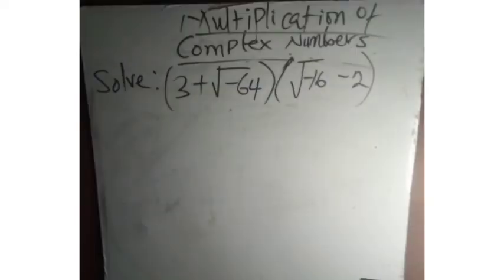This last problem on multiplication of complex numbers: I have 3 plus the square root of minus 64 multiplied by the square root of minus 16 minus 2. Now for me to solve this problem, to make everything easy, I will simply deal with the complex numbers. The complex numbers are the ones that have negative roots, right? Then there's a negative in it, so let's work with that. I'm going to convert this to something more sensible. How do I do that?